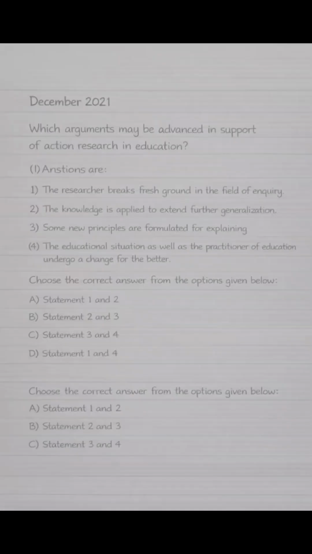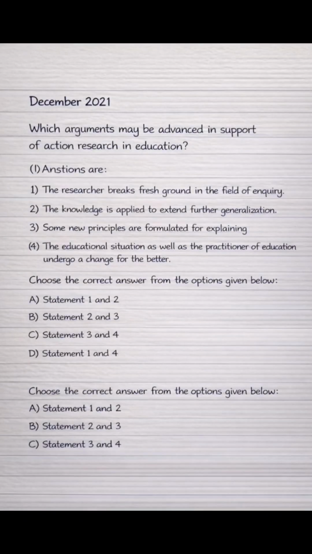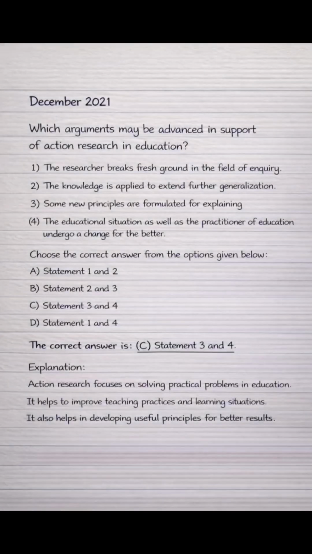Which statements support action research in education? Statement 1. The researcher breaks new ground in the field of inquiry. Statement 2. Knowledge is applied to extend generalization. Statement 3. New principles are developed for explanation. Statement 4. The educational situation and the practitioner improves for the better. Choose the correct answer. The correct answer is option C, Statement 3 and Statement 4. Action research focuses on solving real classroom problems.